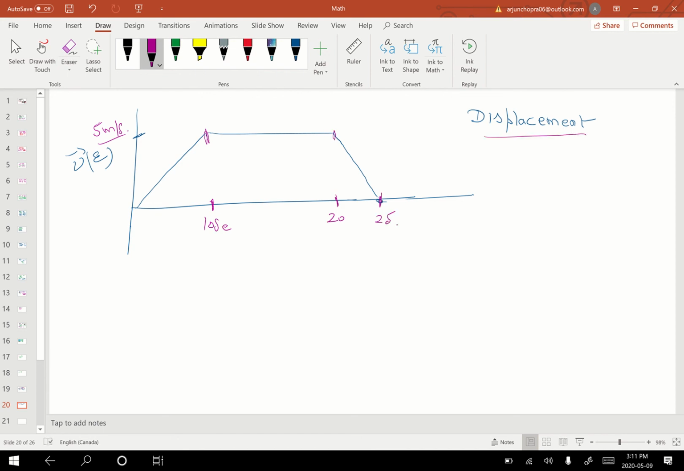So I want to find the net displacement using the velocity time graph.